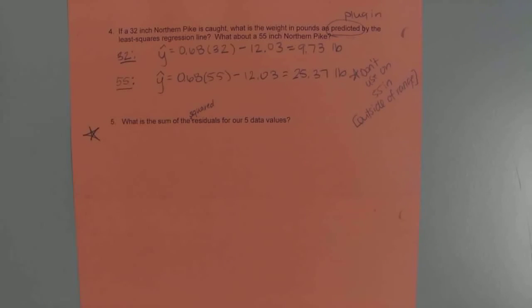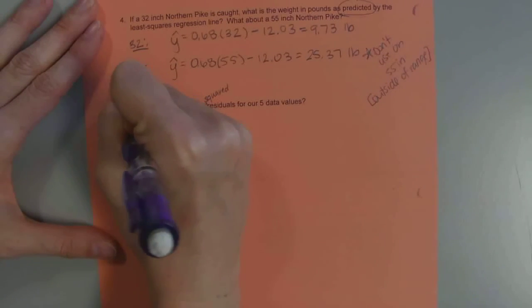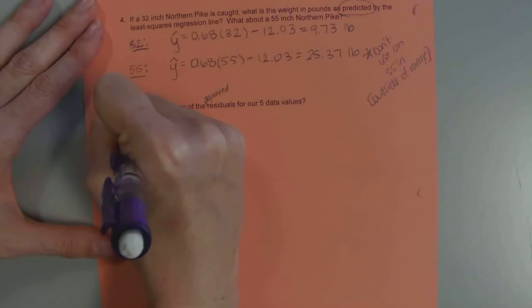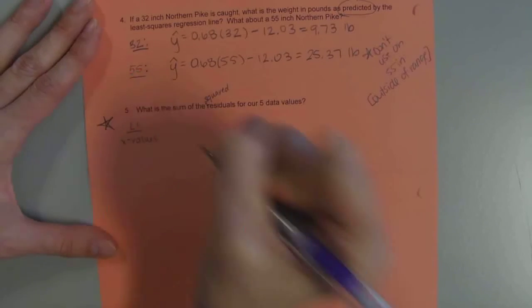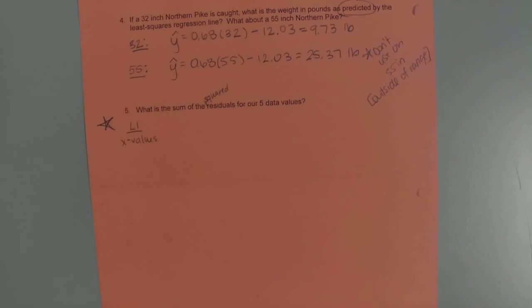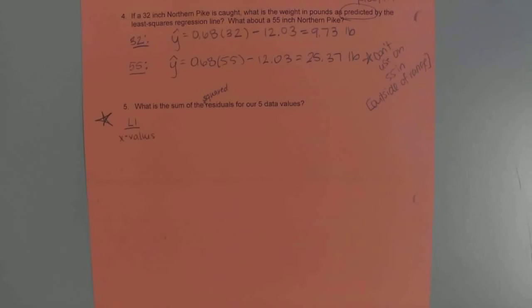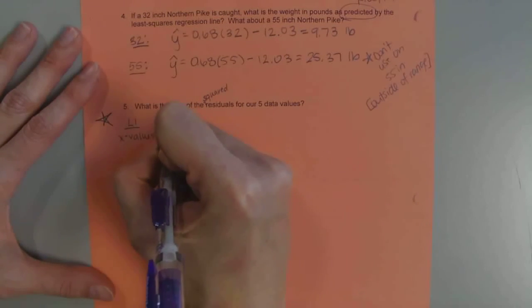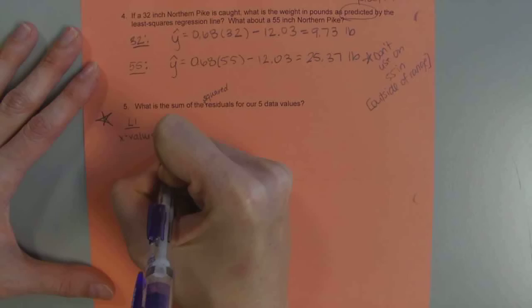So list 1 does not change. What's already in list 1? Our x values, right? So that's just your x values. Our lists are going to do all the work for us, guys. What's already in our list 2? Our y values.